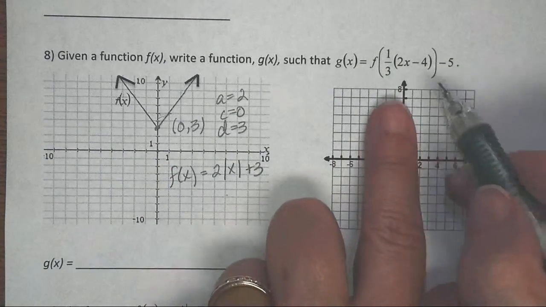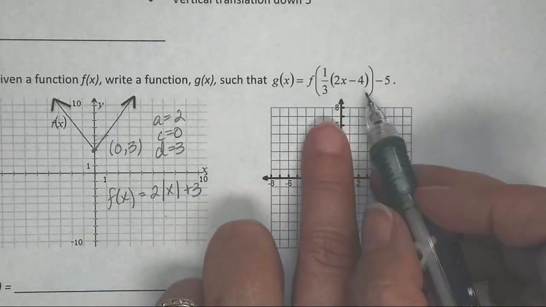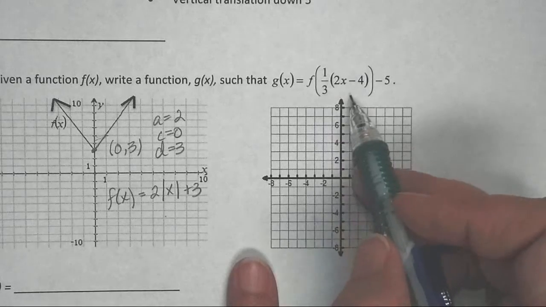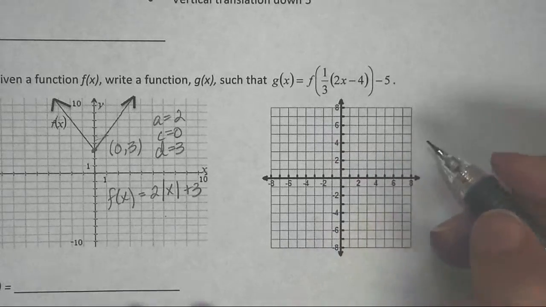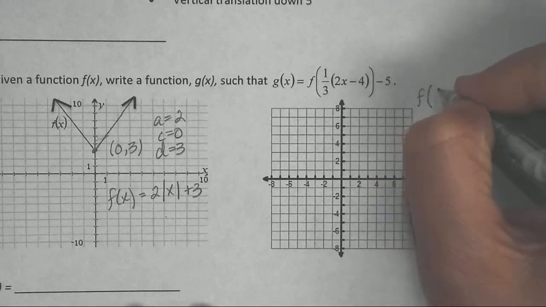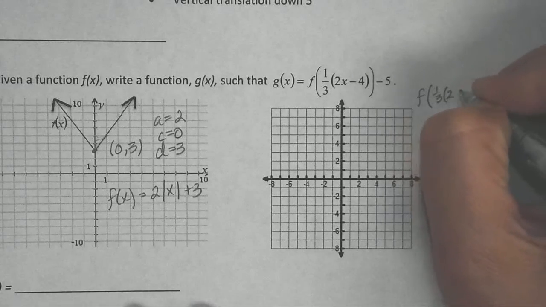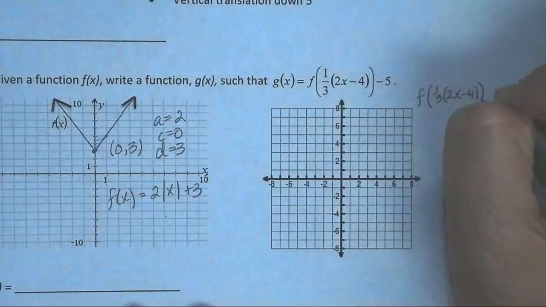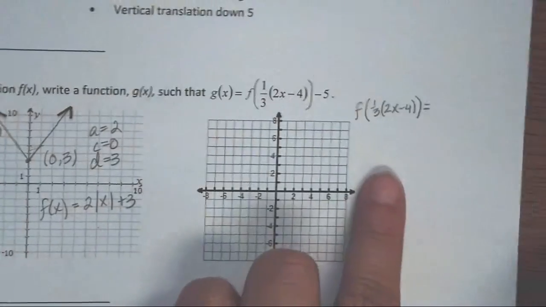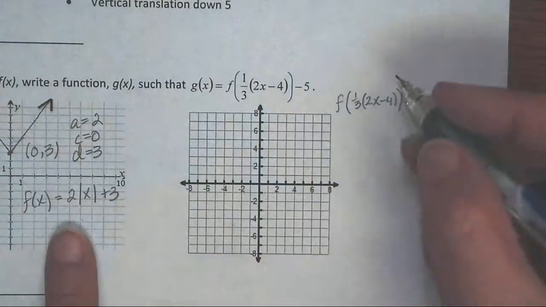And I want to go over here and write a g of x. My g of x is f of this big mess minus 5. So let's first do f of 1/3 plus 2x minus 4. Let's first do that one, just because it's such a mess. So I'm first going to do that.